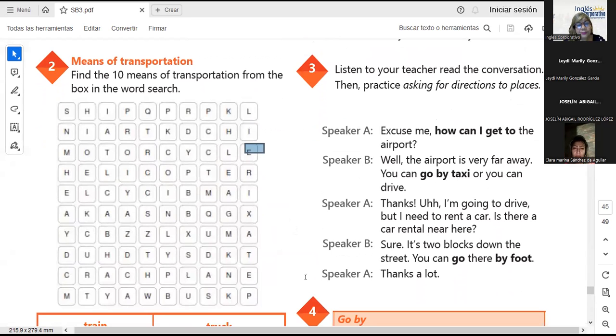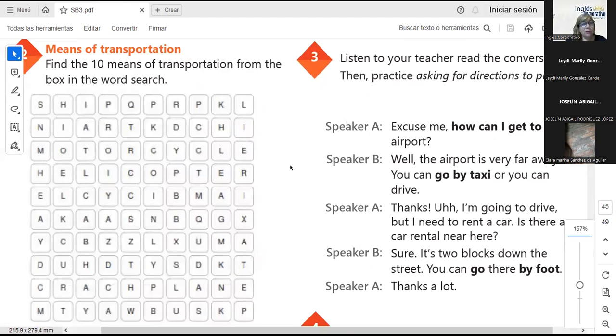Okay, help me. Todos pueden ayudar ahí a encontrarlos porque como todos tienen lapicito, pueden así con un óvalo, ¿ok? El que vayan encontrando. Porfis. I don't know if I can do it bigger.